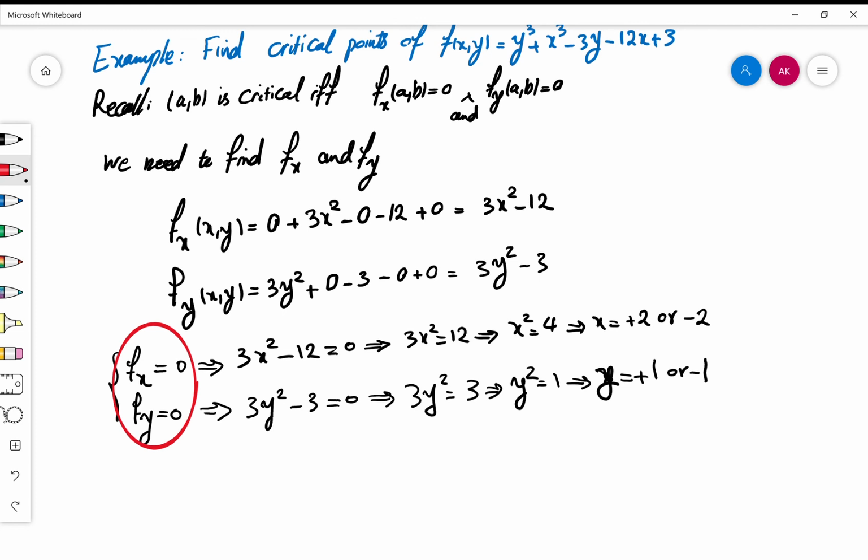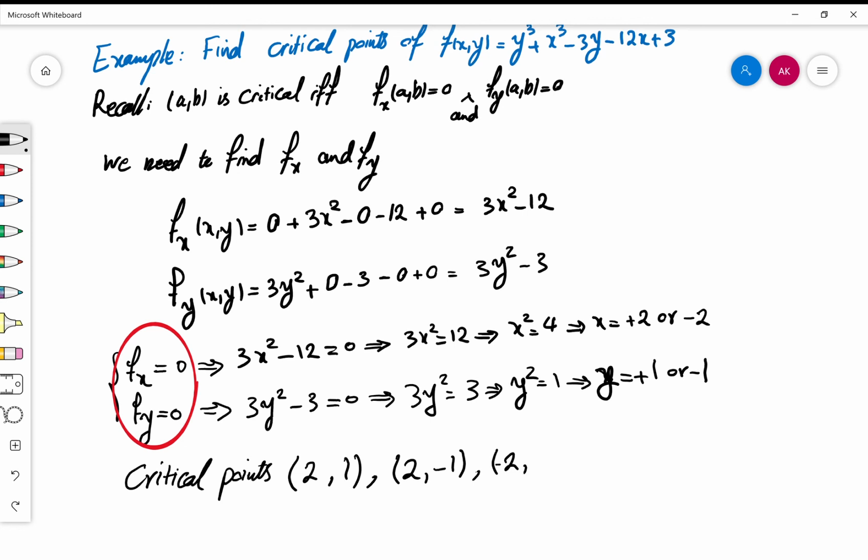So that means all critical points can be created by choosing one of these x's and one of these y's. I can choose 2 and 1, or I can choose 2 and negative 1, or I can choose negative 2 and 1, or I can choose negative 2 and negative 1. The critical points are these.